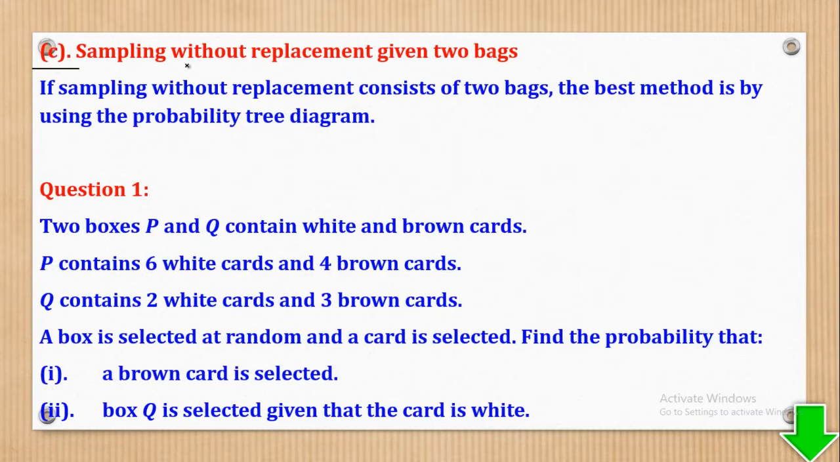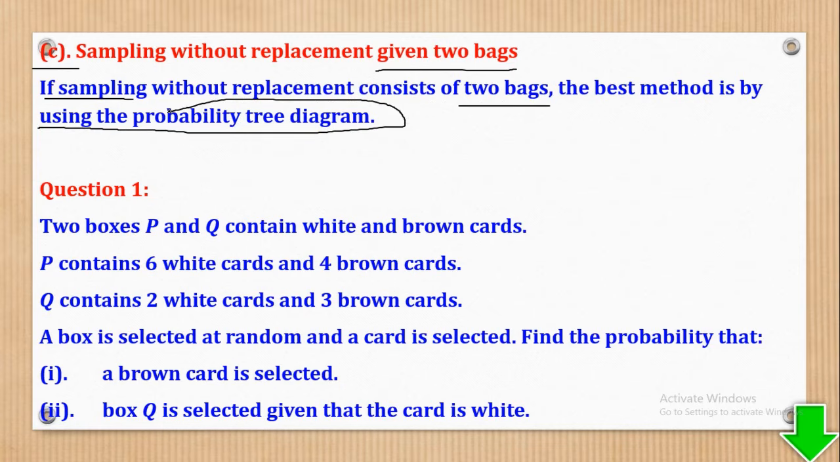So now we shall go to sampling without replacement given 2 bags. Previously it has been sampling without replacement from 1 bag, but now here we shall be given 2 bags. So if sampling without replacement consists of 2 bags, the best method is by using the probability tree diagram. So for 1 bag, the best method would be permutation, but when it comes to this, the best method is probability tree diagram.